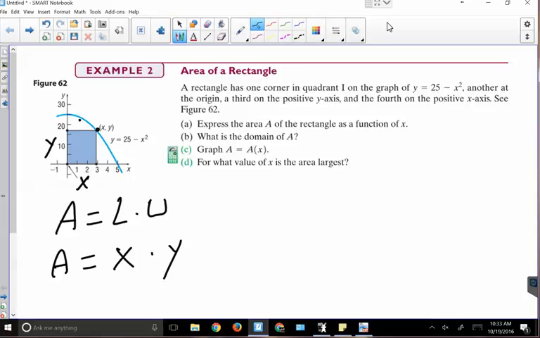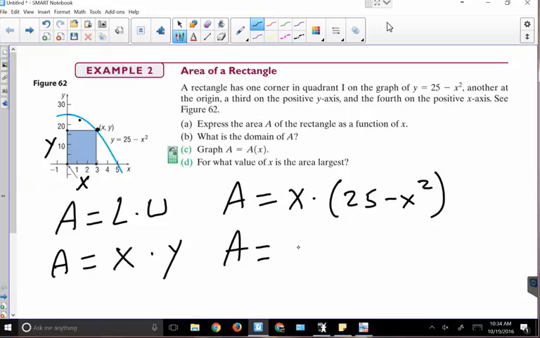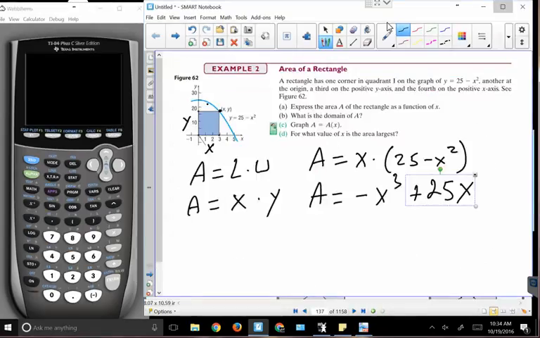So, would I be able to identify what y is based upon x? Well, in this case, we know y is equal to 25 minus x squared, so area is going to be equal to x multiplied by, what's y? Well, 25 minus x squared. Yes? So my area actually turns out to be negative x cubed plus 25x.